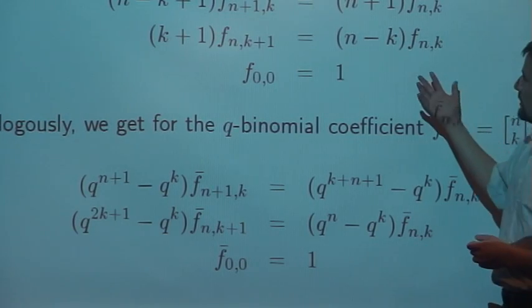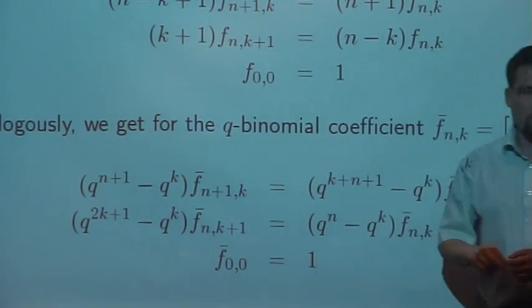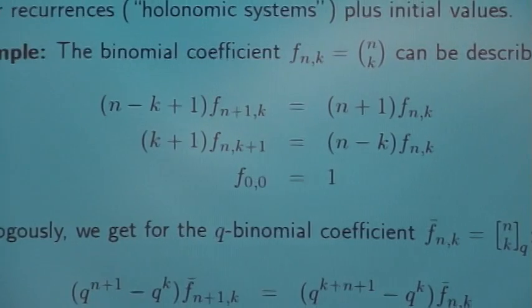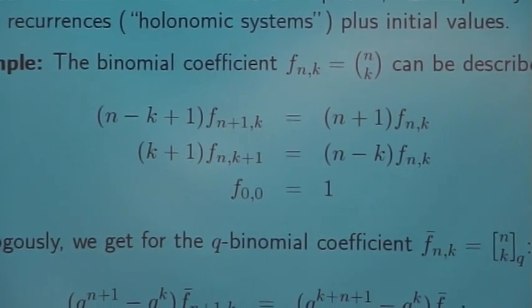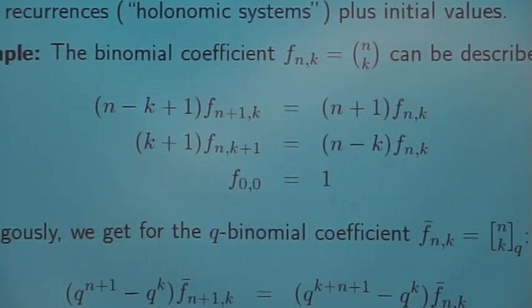And in general, we don't need that these recurrences are of order 1. They can be of higher order. They can be more than just 2 recurrences. So these in general are called holonomic systems.